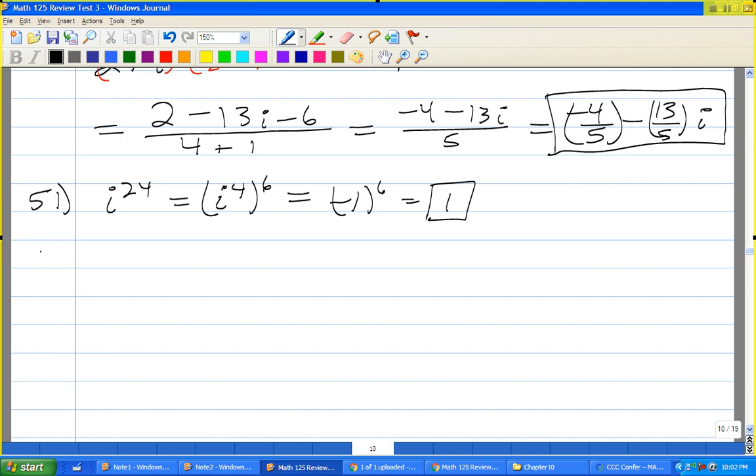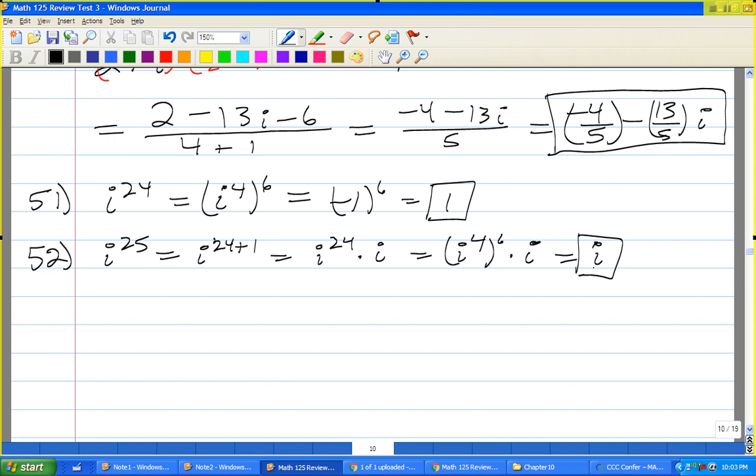Let me do problem number 52. i to the 25. Well, i to the 24 plus 1 is i to the 25. So i to the 24 times i. I can write 24 as, just like above, i to the 4th to the 6th. Well, i to the fourth is 1, to the sixth is just 1, so the answer is i, and that's it.